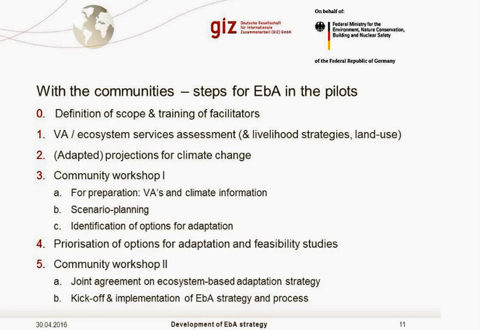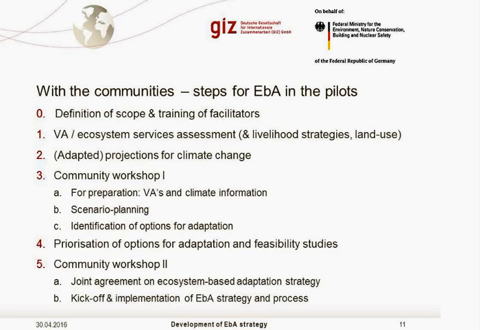So here we have these 5 steps we somehow identified. We are really not sure how we call them now, but this is still work in progress. But I guess it gives you a good overview of what we are actually doing in the pilots, and from which we would like to develop this methodology of how such a vulnerability assessment and the definition of an EBA strategy could or should look like for high mountainous regions of Central Asia.